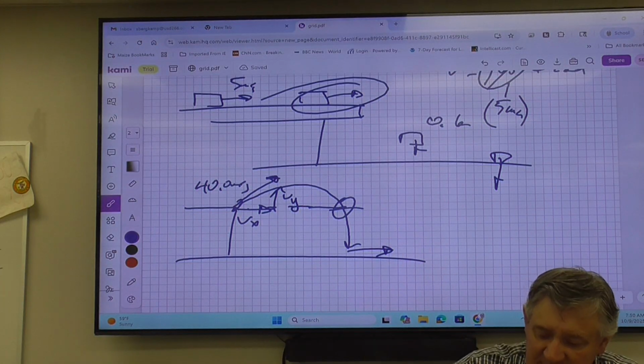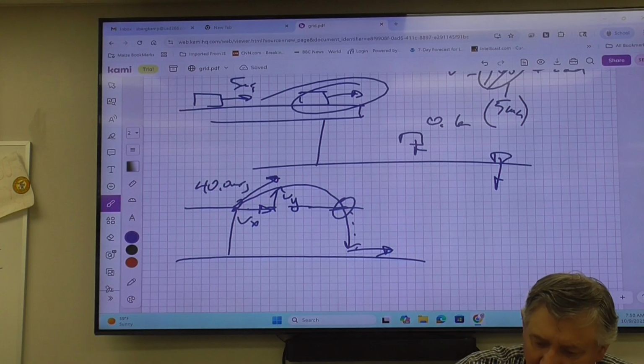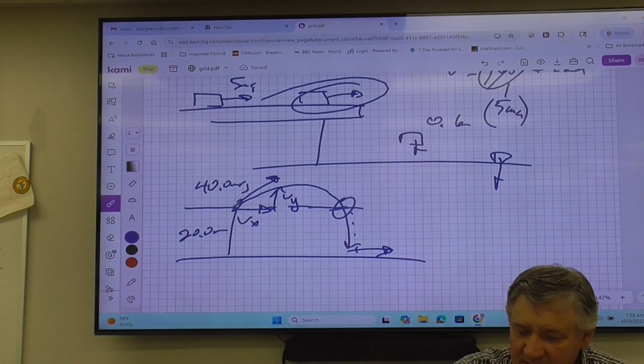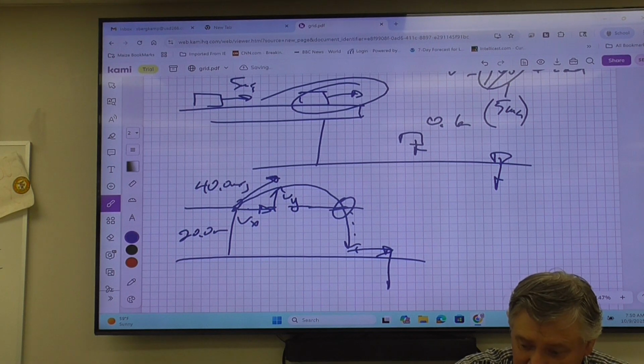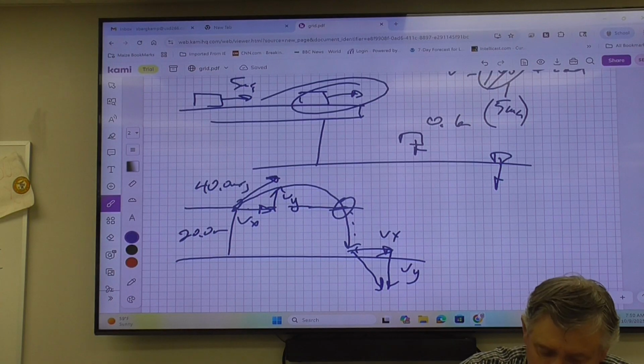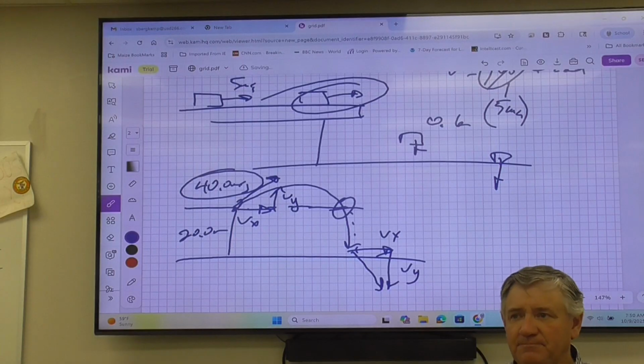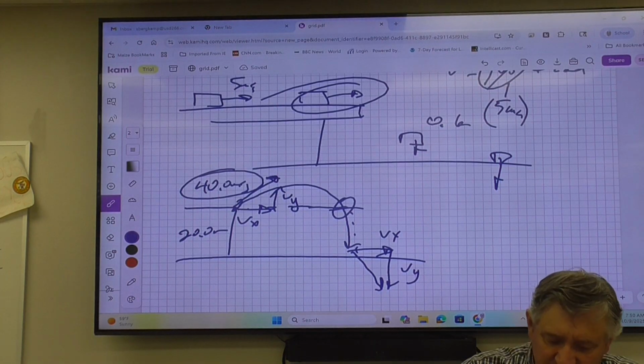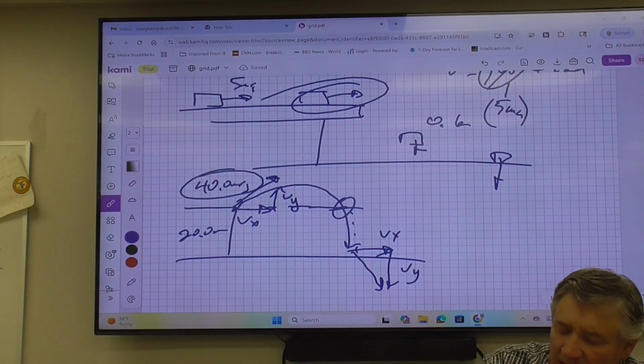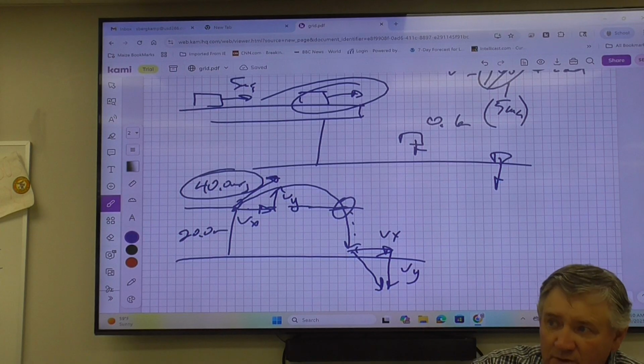But it's not symmetrical. It falls an additional 20 meters. So the speed, which is the resultant of your Vx and your Vy when it lands here, should that answer on D be bigger or smaller than 40? Bigger. So if your answer to D on number 8 is not bigger than 40, you have done something horribly wrong.